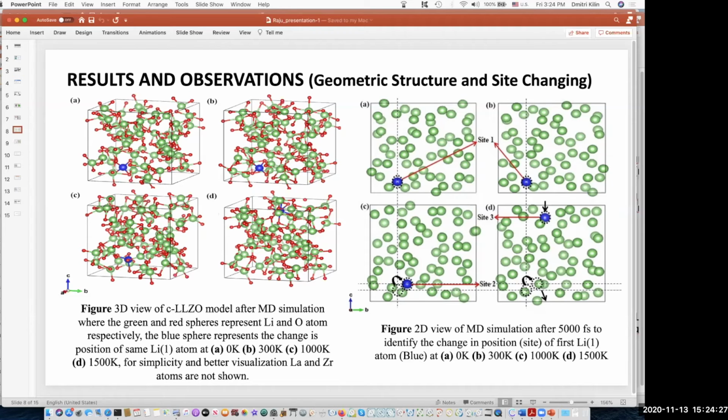This material can have 120 lithium atoms, but we see it has vacancies, and it has 56 lithium atoms. Are you clear? Yep. So next slide.